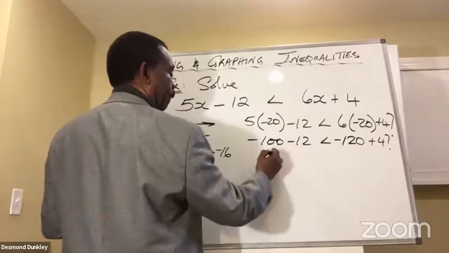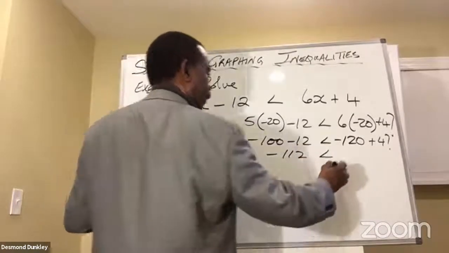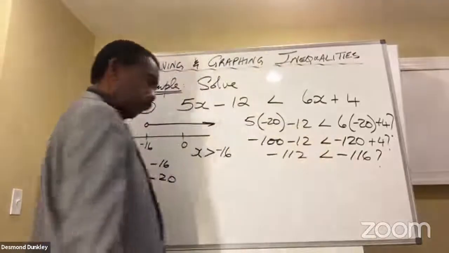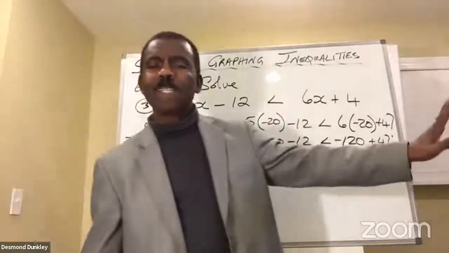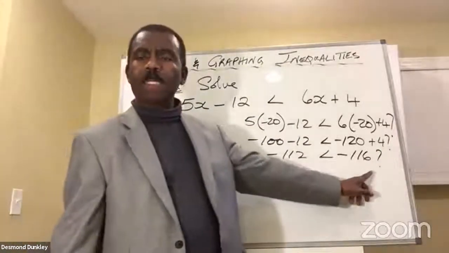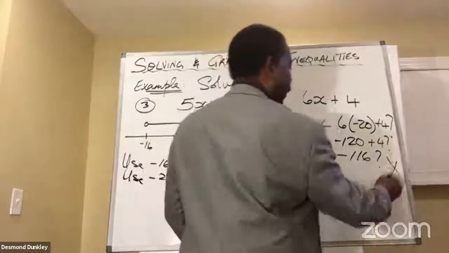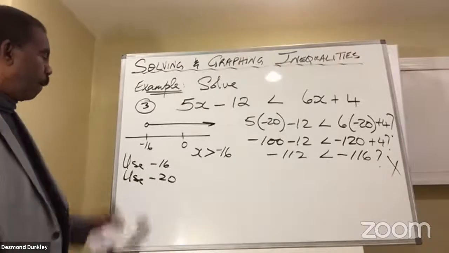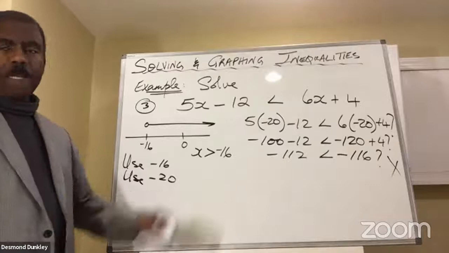This is negative 112. Is that less than negative 116? Negative 112 is closer to 0. So this is not less than negative 116. As a matter of fact, it's greater than. So therefore, this is not true. So we prove that if you have a number that's below negative 16, that it fails.